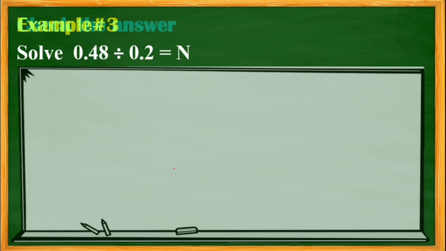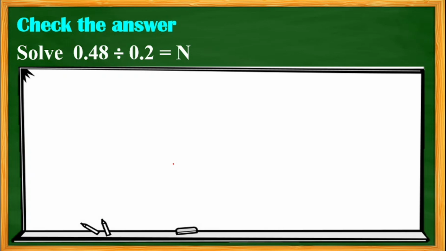So let's check. Using this one, this would be the number. So 2 and 4 tenths. Multiply it by the divisor, 2 tenths. Okay, so let's multiply. 4 multiplied by 2, the answer is 8. 4 multiplied by 0, the answer is 0. 2 multiplied by 2, the answer is 4. Then 2 multiplied by 0, the answer is 0.